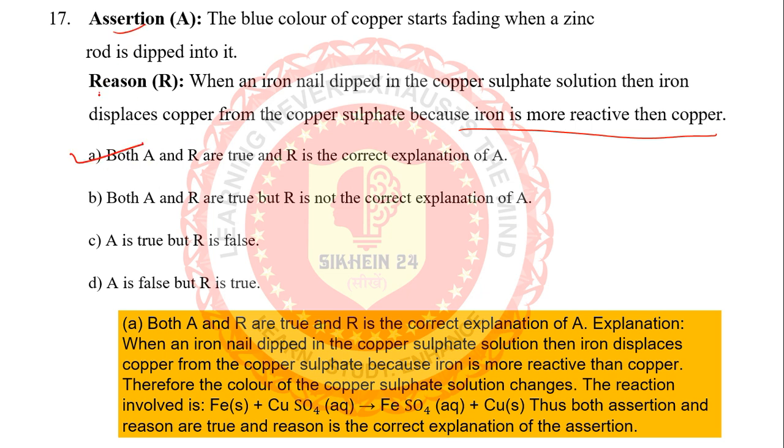Both assertion and reason are true, and R is the correct explanation of A. Here you see, we go with the option A. When an iron nail is dipped in the copper sulfate solution, then iron displaces copper from the copper sulfate because iron is more reactive than copper. Therefore, the color of the copper sulfate solution changes. The reaction involved is iron plus copper sulfate gives iron sulfate plus copper. Thus, both assertion and reason are true, and reason is the correct explanation of the assertion.